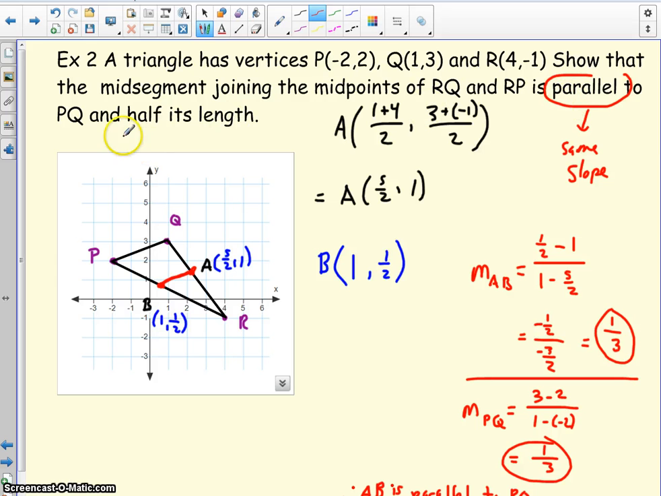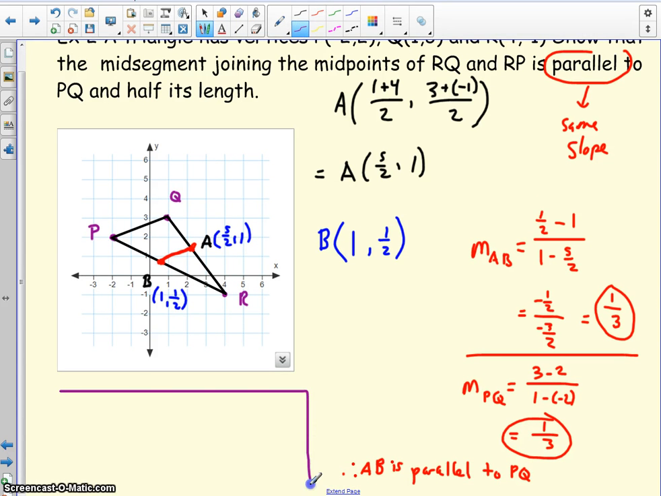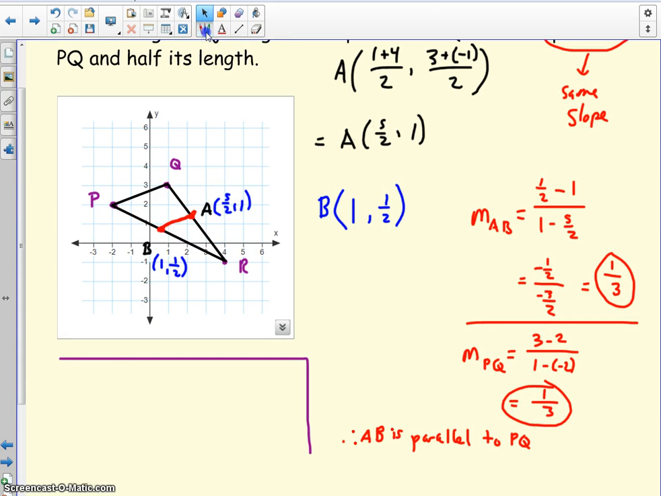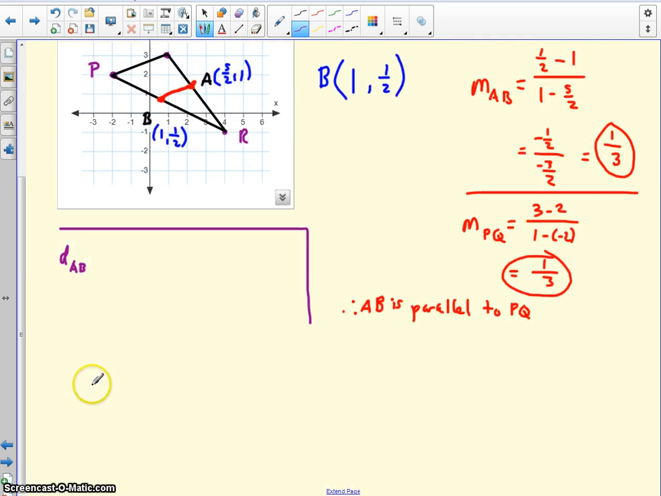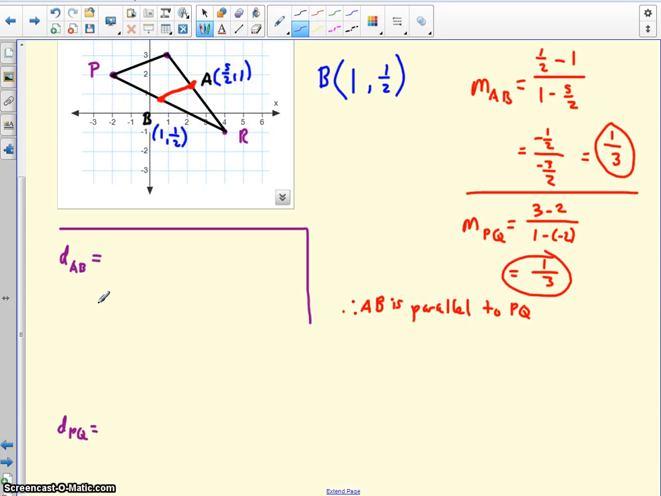Now I have to show that it's also half the length, that AB is half as long as PQ. Well, how do I compare lengths? That involves looking at the distance formula. So what I'm going to need to calculate here is the length or distance from A to B, and again the length or distance from P to Q. So again, I'm going to have you do that on your own, use the distance formula, and see if you can get it to work out where the length of one is half the length of the other. Okay, push play to go through it together.